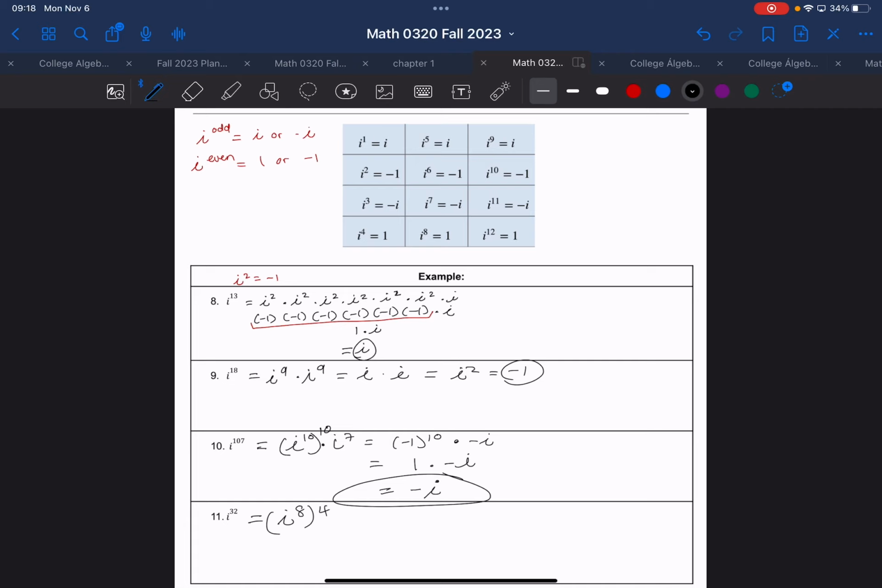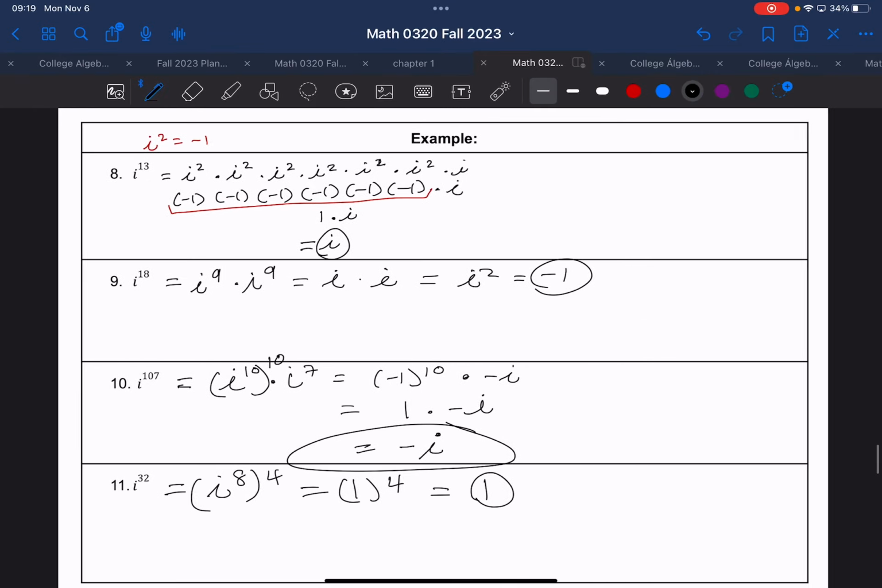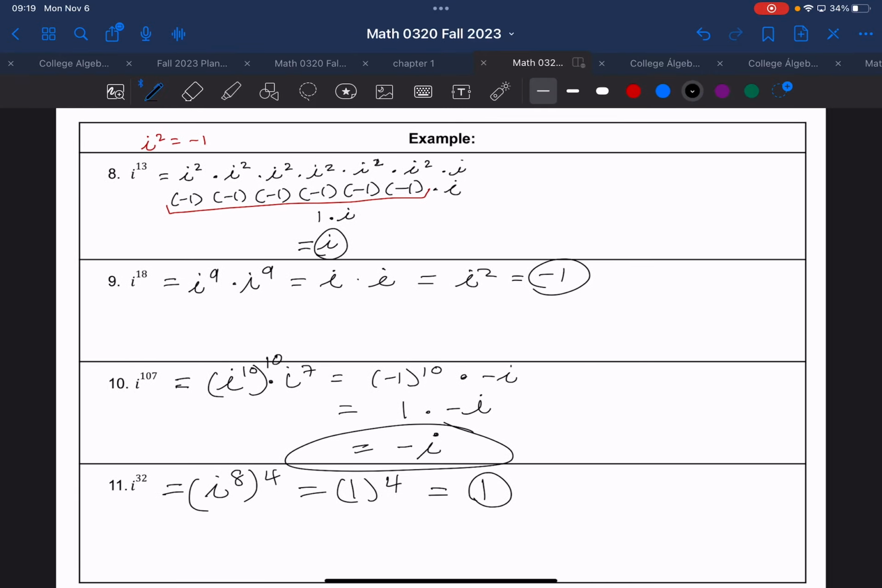That's perfect. So we know i to the 8th is what on our chart? 1. And if we raise 1 to the 4th power, we get 1. Because remember, a power means we multiply. So 1 to the 4th is 1 times 1 times 1 times 1, those 4 times. And that ends that concept. So for here, you'll have the chart with you. Use the chart to your advantage.